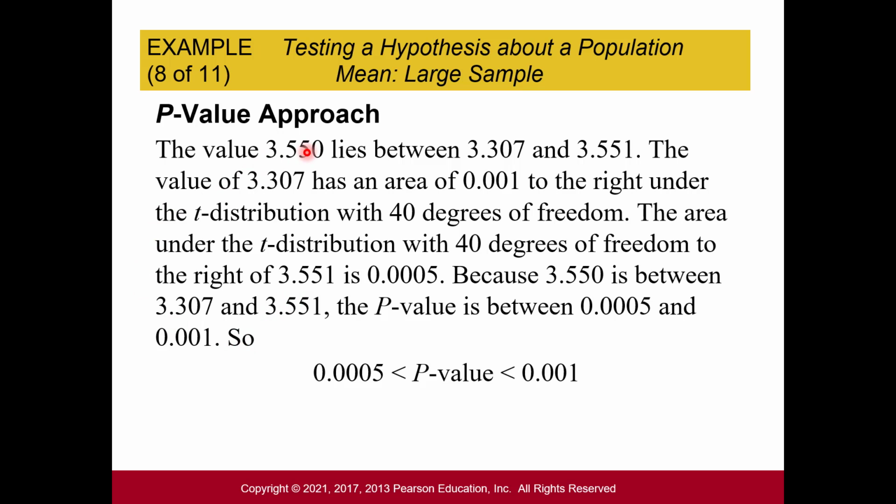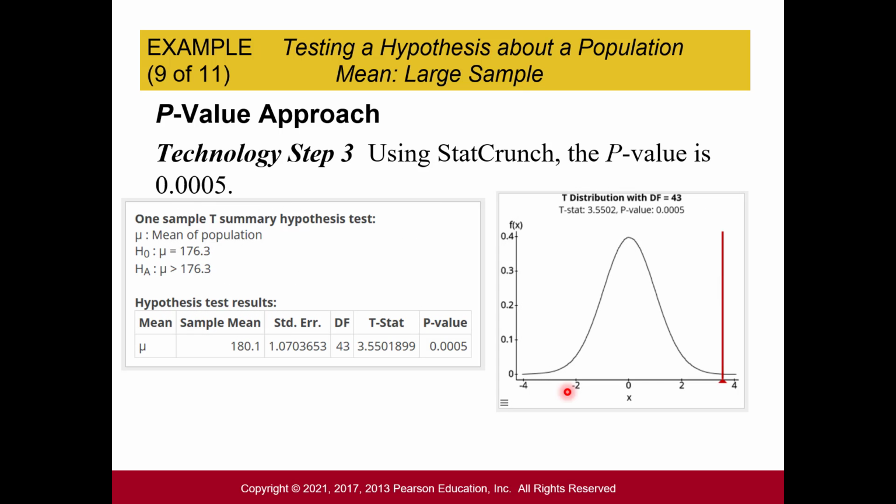Okay, so then our 3.550 lies between the two numbers we found from our table. And we have the areas corresponding to those two critical values. And so what we would say is that our p-value is between those two probabilities, or those two areas, between 0.0005 and 0.001. So if we go to StatCrunch, we can get that the p-value is actually 0.0005. And so let me show you real quick how to do that.